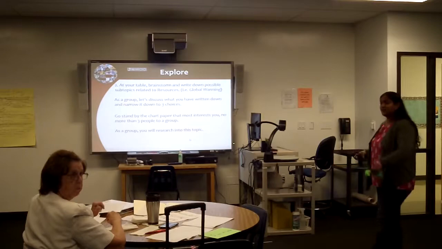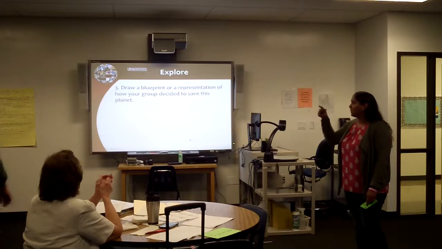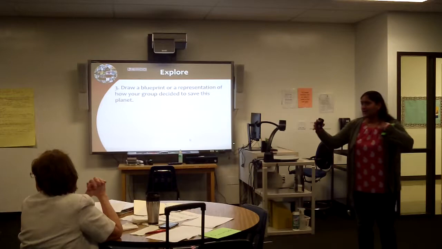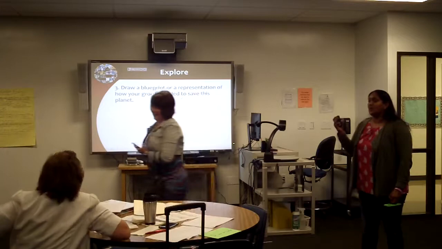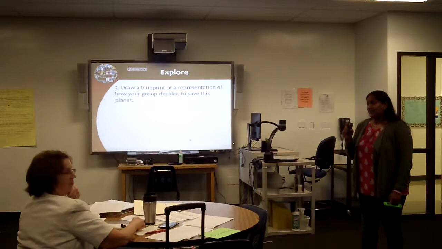Okay, so the next part is going to be it should say write a blueprint or a representation of how your group decided to save the planet related to your topic. Okay? So again, it can be on the chart paper or on the legal pad that I gave you. I just want you to have some sort of representation, either a visual representation or write out a blueprint of how your group is going to save that planet, your planet, related to that subtopic. Does that make sense? Okay, so I'm just going to give you guys like a minute and a half, though, to do that. Got it? Okay.